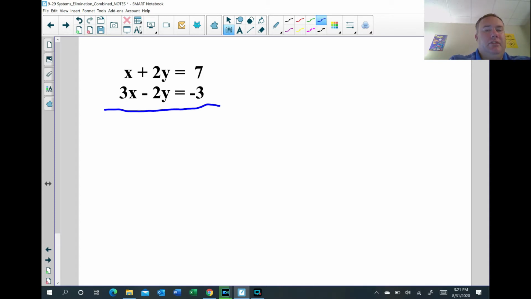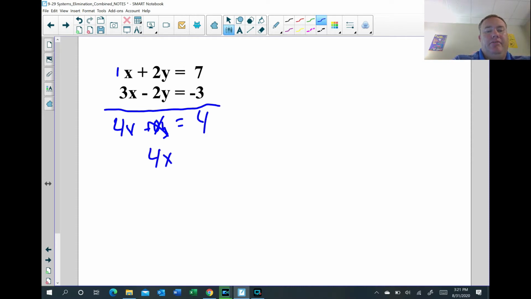What I like to do is put a line underneath. My first step always is to look at the equations, and if I can combine like terms right now and eliminate one of the variables, in other words, make it 0, I'm already on the right track. So for example, in this problem, I have 1x plus 3x gives me 4x. 2y minus 2y is actually 0y. It's gone. Okay? And 7 and a negative 3 is 4.